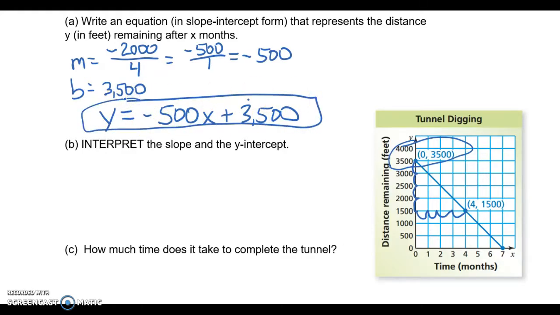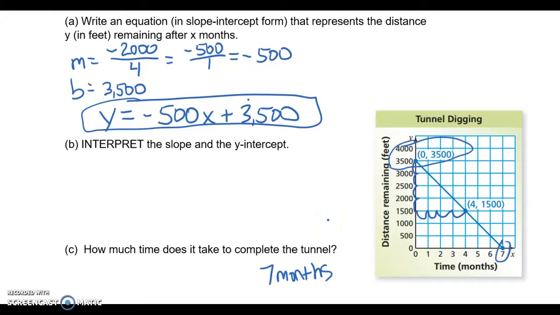And we kind of did that on the last page, so I did that pretty quickly. Only thing different here is be careful of your intervals on your x and y axis. I'm going to skip down to C. How much time does it take to complete the tunnel? Well, if the distance remaining in feet was here, and it goes down, down, down, down, down, how much distance is remaining right here? 0. How long did it take? Right there, 7 months. So we're going to go ahead and answer that one.